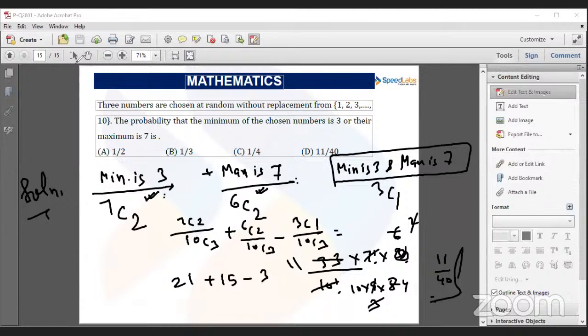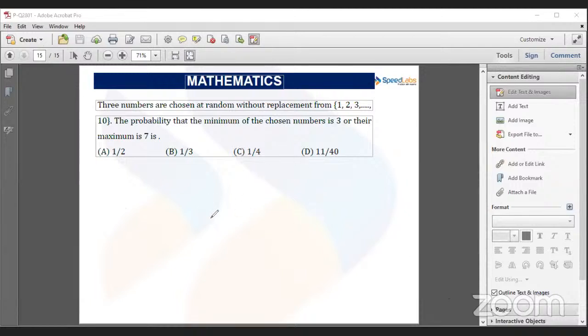Okay. Next one then. Now we'll do some questions on binomials. Let's quickly look at some questions on binomials also.